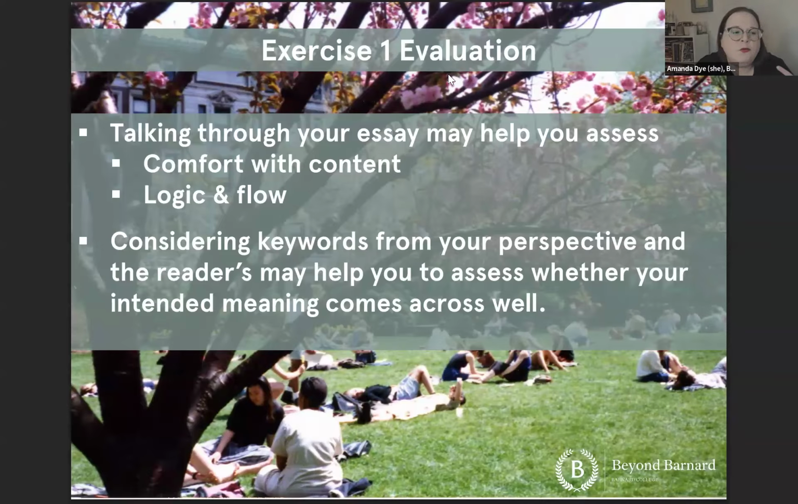It's also a way for you to experience the logic and flow of your essay, right? So if you're trying to present it in a condensed verbal form, you might notice, for example, hey, actually, now that I'm trying to say this out loud, this paragraph maybe doesn't fit with the rest. And then, of course, considering keywords from both perspectives helps you to assess whether your intended meaning is getting across, which is the central concern of this exercise.